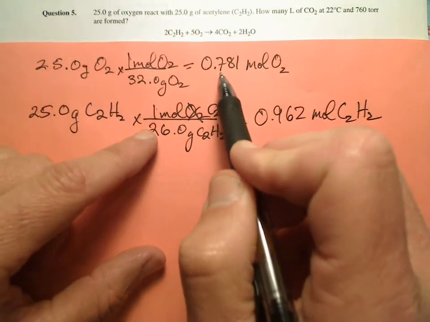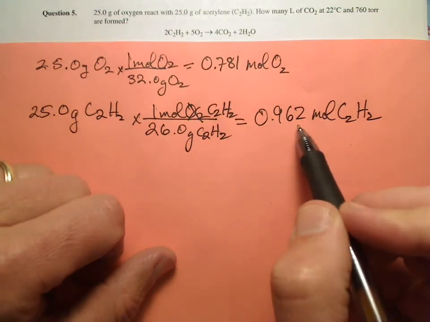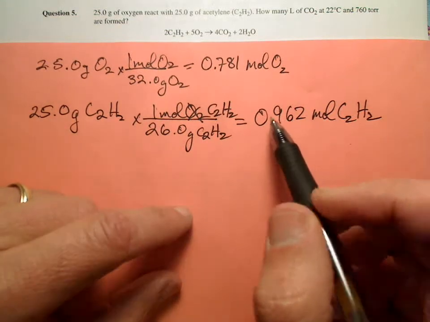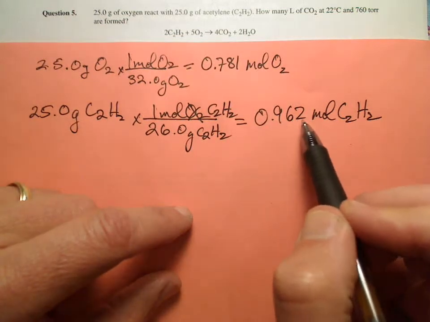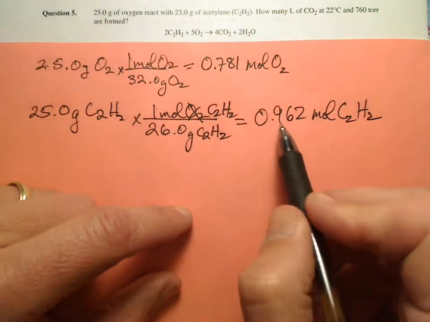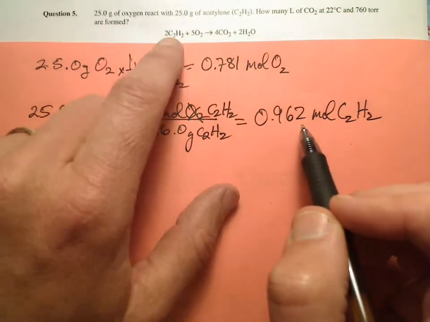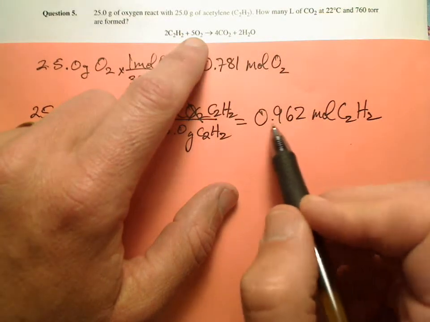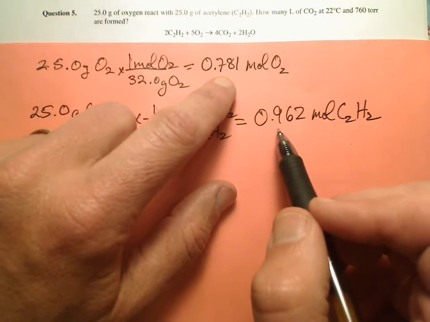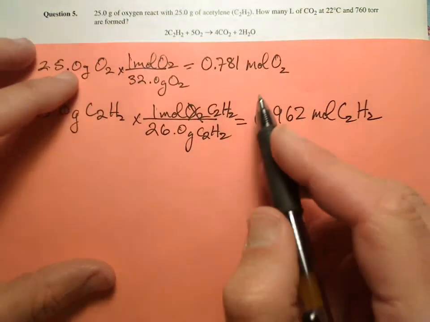Well, if I have 0.962 moles of acetylene, 2.5 times that is something just under 2.5, because this is close to 1. So I need more than 2 moles of oxygen, not acetylene. If I have 0.962 moles of acetylene, I'm going to need 2.5 times that number, because it's a 1 to 2.5 ratio of oxygen. So 2.5 times 0.962 is something more than 2. Well, do I have more than 2 moles of O2? No, I only have 0.781 moles of O2. So it's important that you do that mole-to-mole ratio.